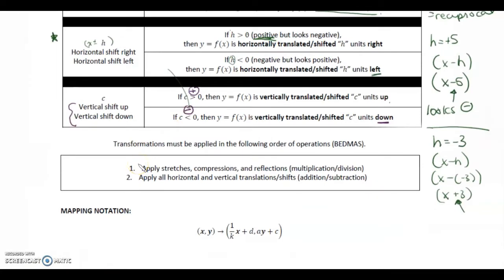Okay, so transformations must be applied in the following order of operations. Essentially, we need to apply them in the order of BEDMAS. So stretches, compressions, and reflections are all multiplication or division, so you have to apply those ones first. And then if we have any shifts, either vertical or horizontal, doesn't matter, this is addition and subtraction, so you apply those afterward. Okay. Keep this handy as well. This is our actual mapping notation and how we would apply this mapping.